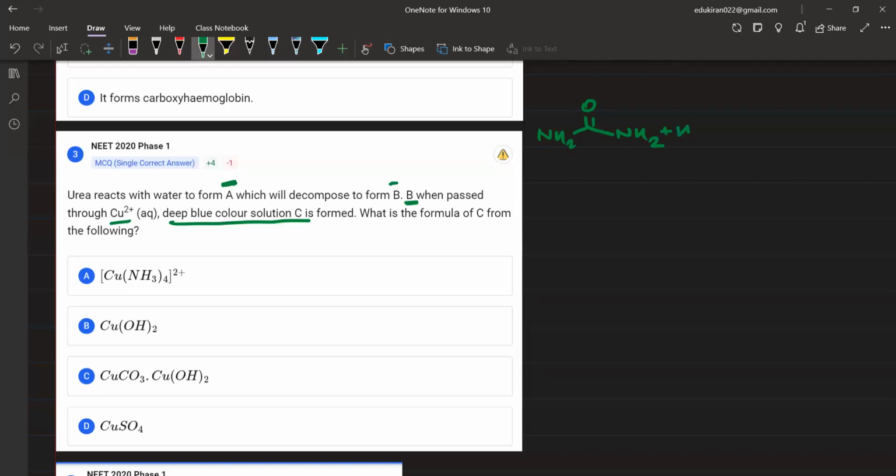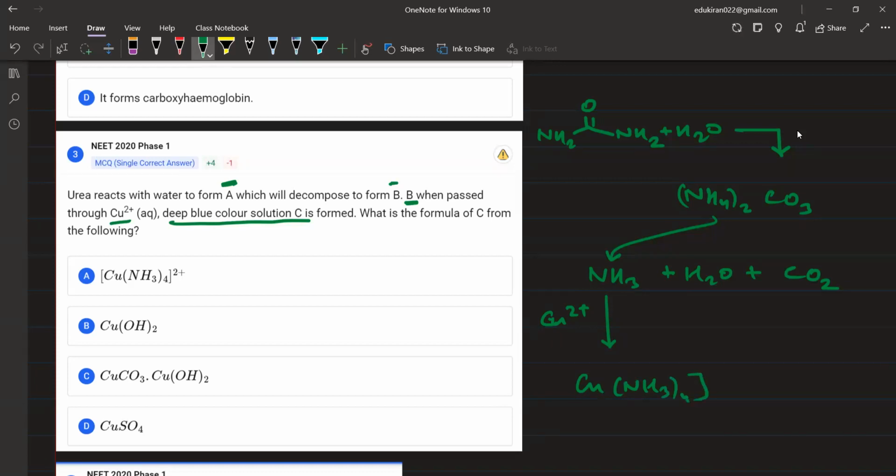When you add water to it, you will get (NH4)2CO3. Now, this can decompose and it will form ammonia, water, and CO2. Okay, ammonia, water, and CO2. Now, when this ammonia is passed through Cu2 plus, it will give you copper, 4 ammonia, and 2 positive, which is deep blue in color.